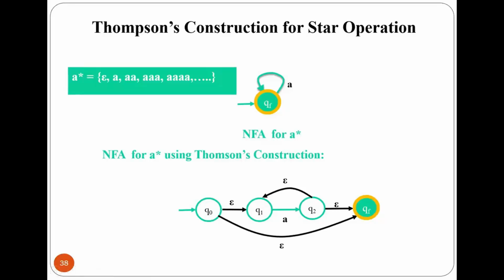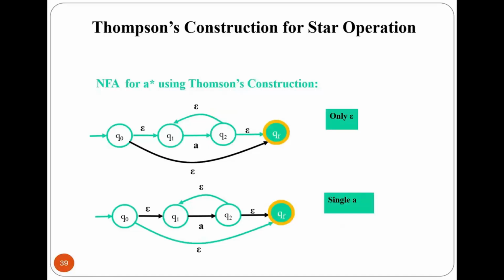Now, why do we have these 4 constructs? If I need star with the power of 0, that means there is no A, we need to go directly. In that case, we will cross from Q0 directly to QF using this black line which is shown over here. So this is my Thompson's for epsilon. If I want only a single A, I will just go from Q0 to Q1, since Q0 is the start state, Q1 to Q2, and Q2 to QF, which is the final state. A single iteration of A is covered from Q1 to Q2.